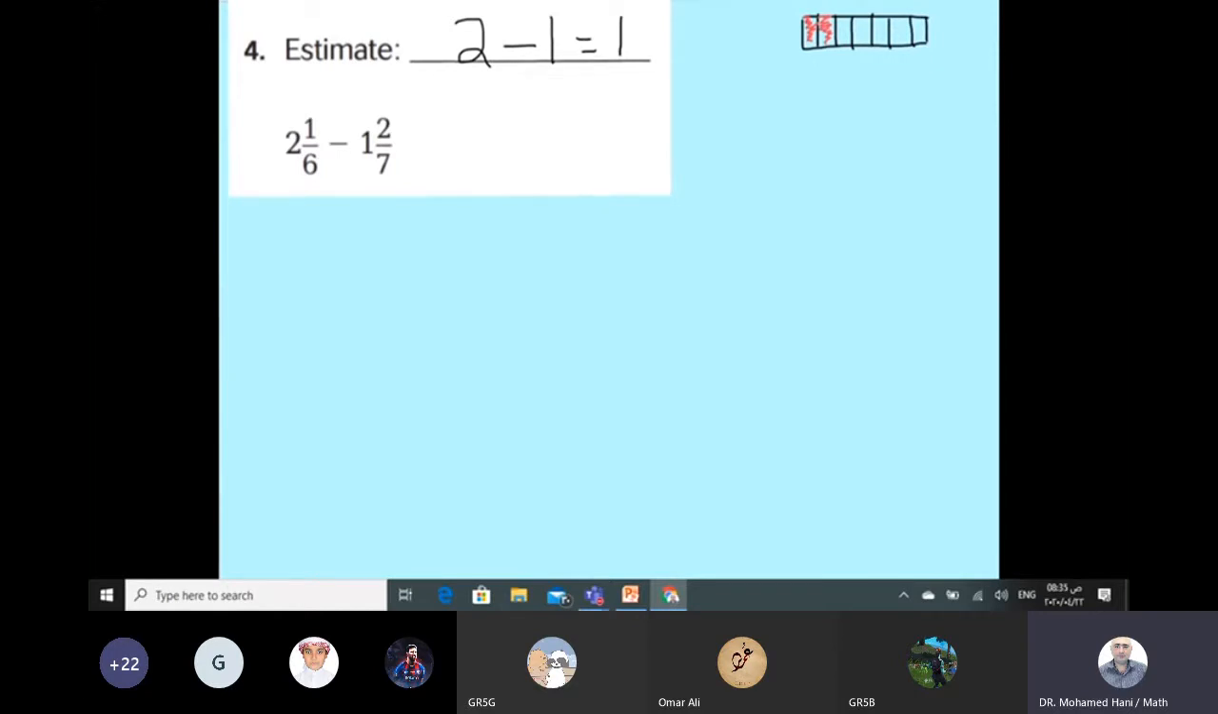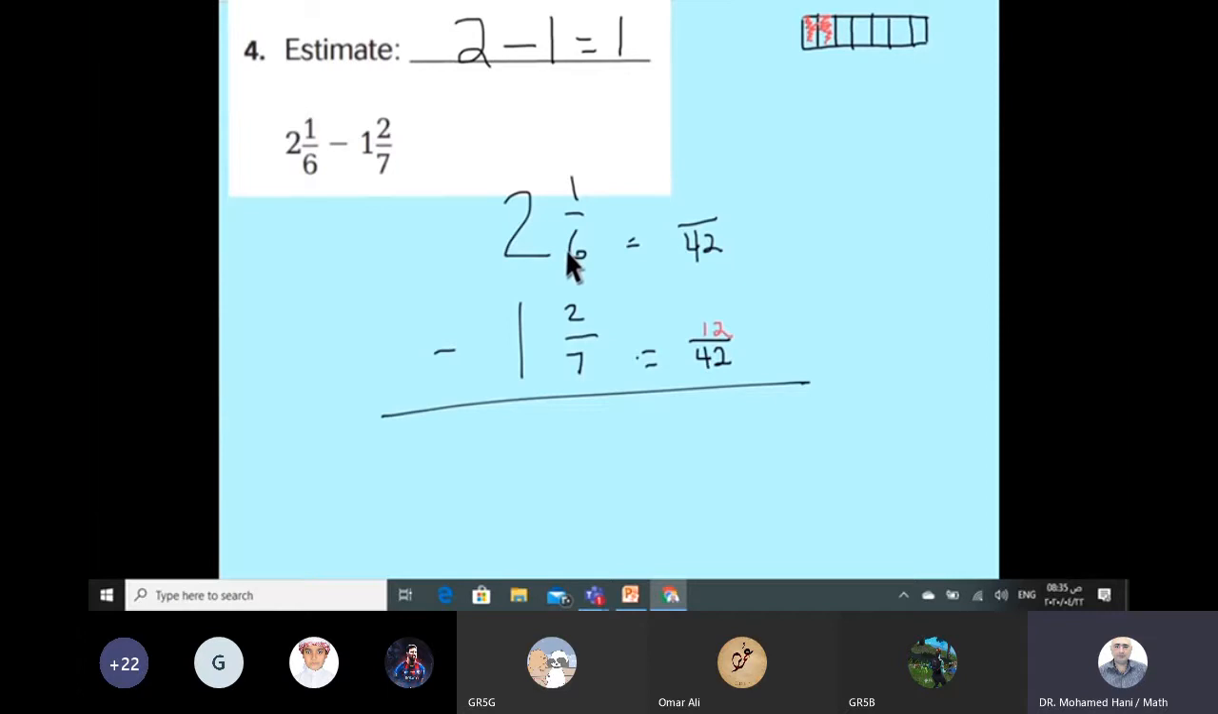So let's rewrite it so it's vertical. 2 1/6 minus 1 2/7. Now if we were to list our multiples of 6 and 7, the first one that would be the same would be 42. Let's put 42 down as our common denominator. All right, now let's multiply. 7 times what is 42? 7 times 6 is 42. So 2 times 6 is 12. Let's put a 12 as our numerator.